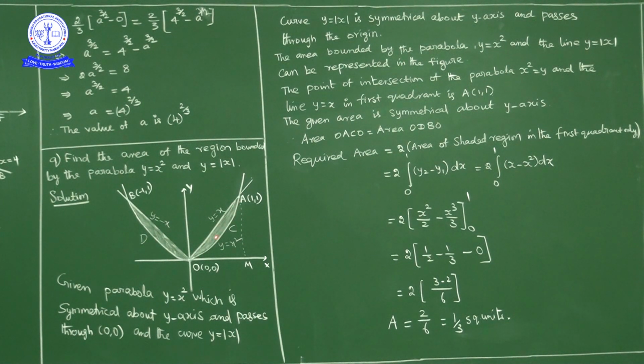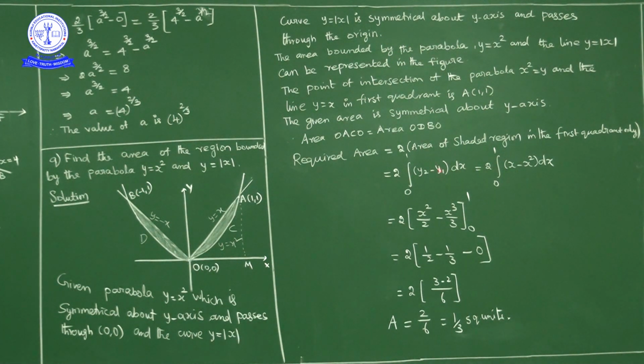This area is nothing but simply the upper curve area minus the lower curve area. Now the points of intersection are 0, 0 and 1, 1. So the x limit is 0 to 1. What is the upper curve here? y is equal to x is the upper curve. What is the lower curve here? y is equal to x square is the lower curve.